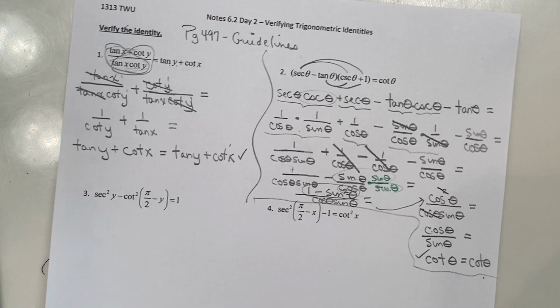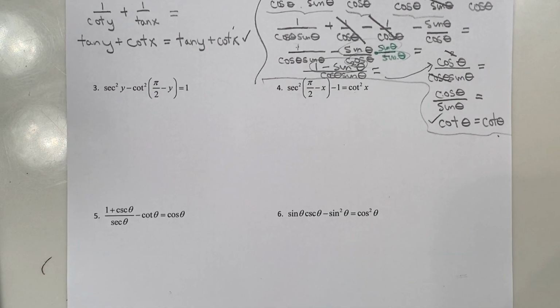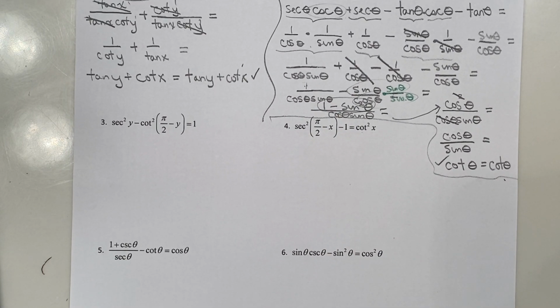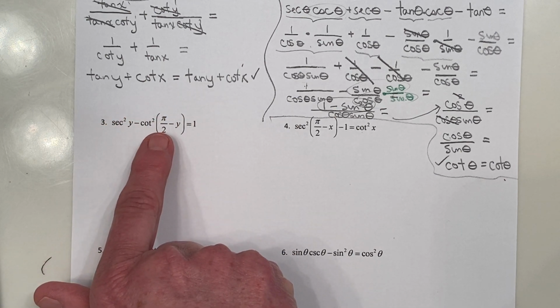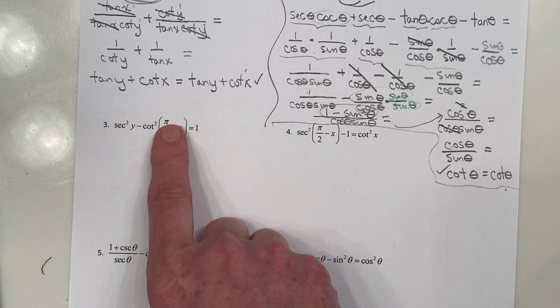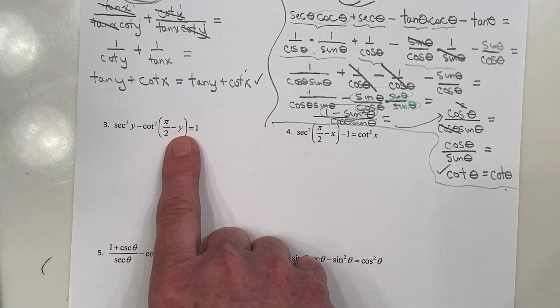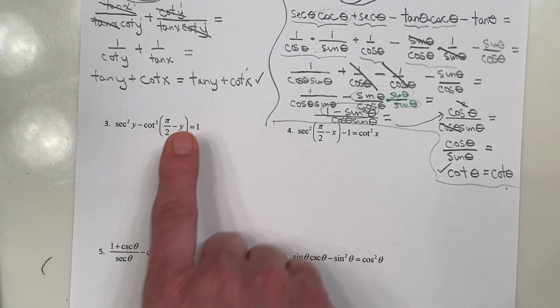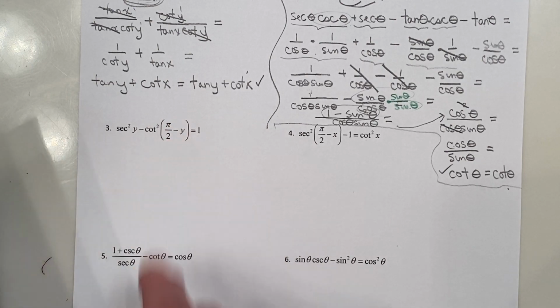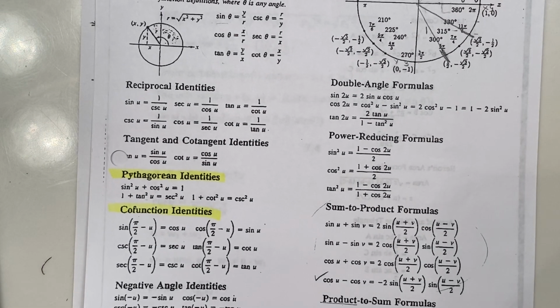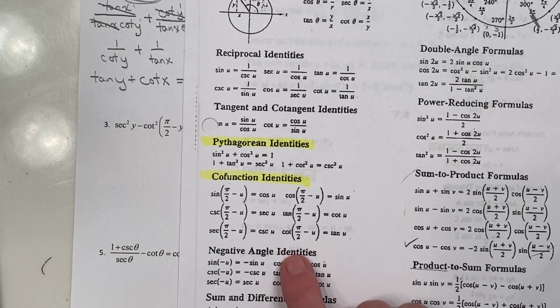Okay, example 3. Definitely, this looks like the more complicated side. I see the pi over 2 minus y, so I kind of immediately begin to think about my formula sheet and those cofunctions. I see a cotangent squared quantity pi over 2 minus y. Let me see if we have any of those squares. We do not. But what I do have is cotangent to the first power of pi over 2 minus u, or in our case, y.